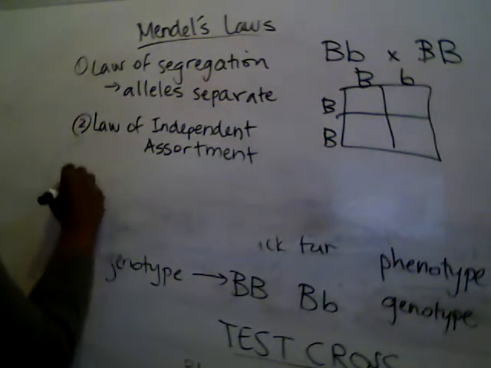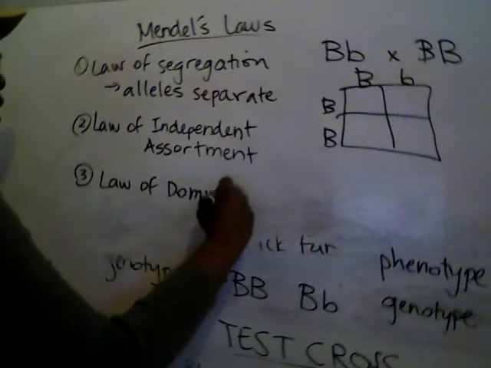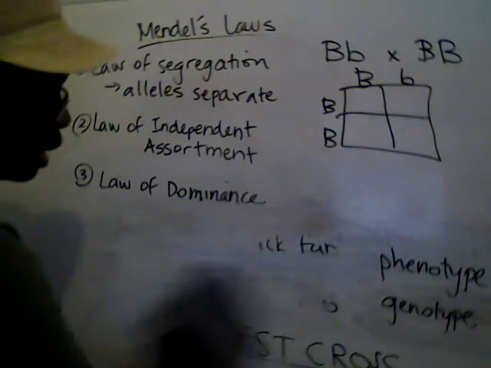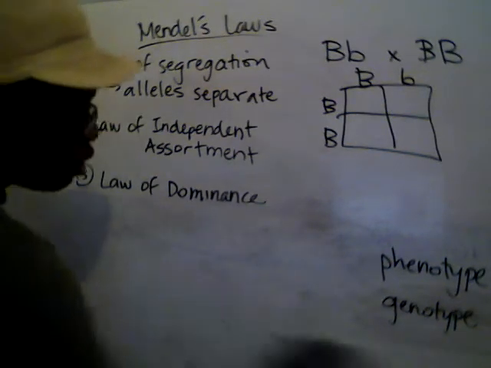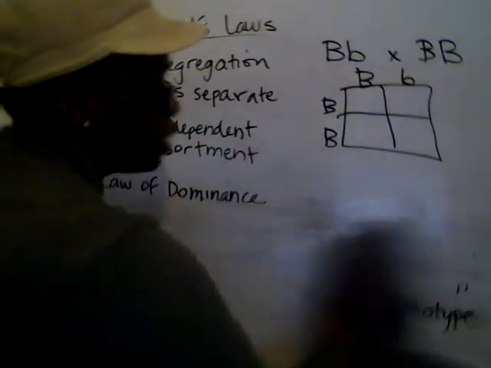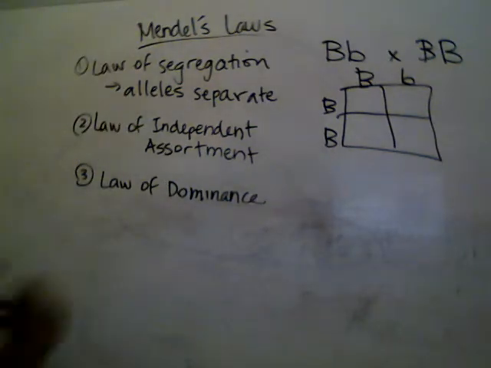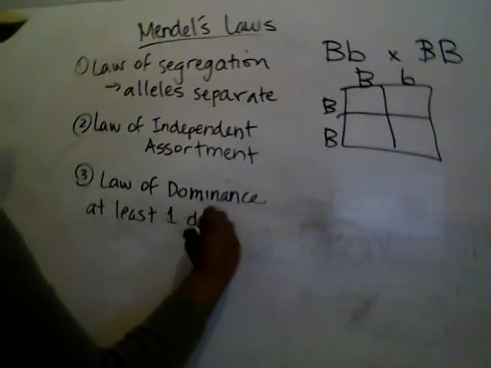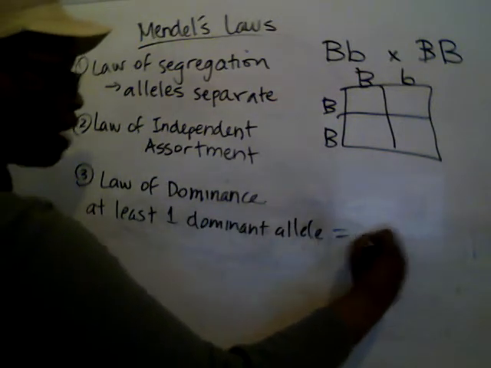And then the third one that we have is the law of dominance. We'll go through a couple examples. The law of dominance can have some exceptions, like incomplete dominance and codominance. Those are under this law of dominance, but there are a little bit of exceptions though. The law of dominance just says that as long as you have at least one dominant allele, you have the dominant trait.